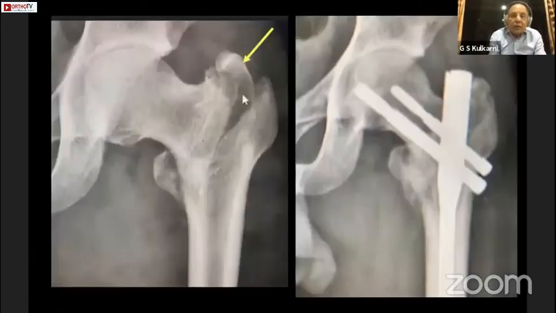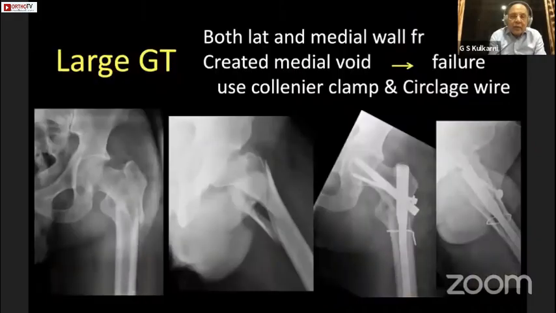This is the small tip fragment, does not require any treatment. This is the large GT fragment. You can see here, this is the fragment here, up to here. And this is the medial wall here.